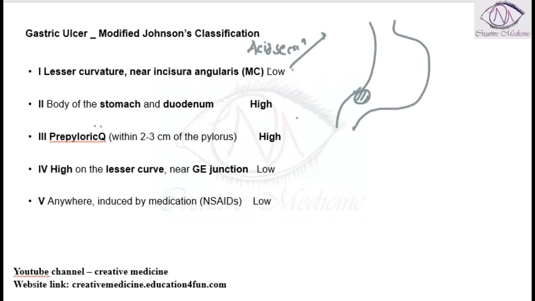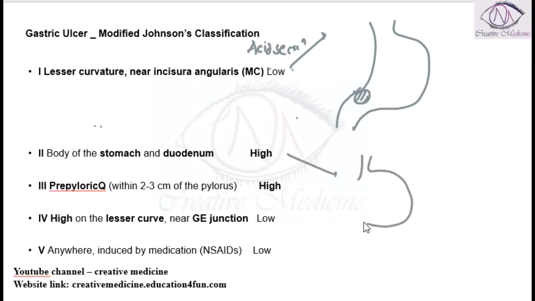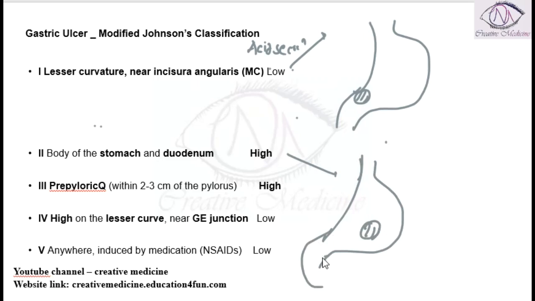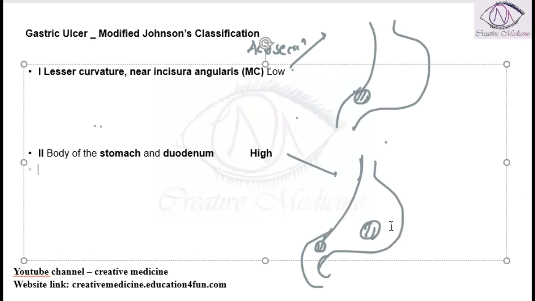Then we have type 2. In type 2, the ulcer is present in the body of the stomach, and it is also present in the duodenum. So here you have two ulcers: one in the body, and the second in the duodenum. Because there are two ulcers, acid secretion is high in type 2.